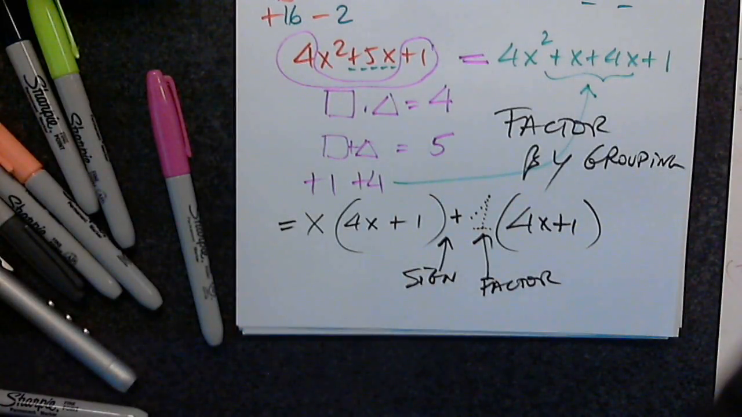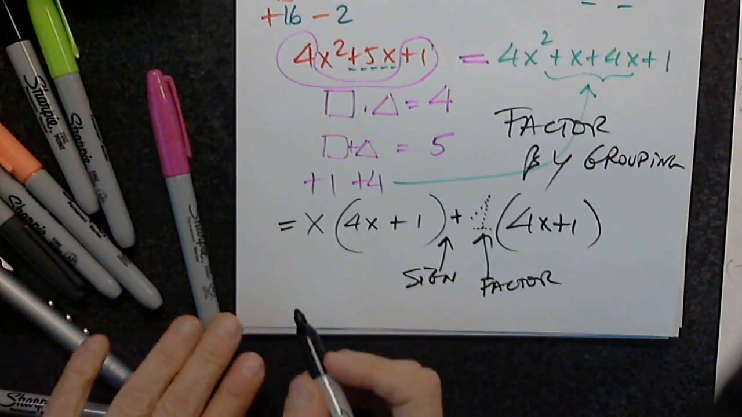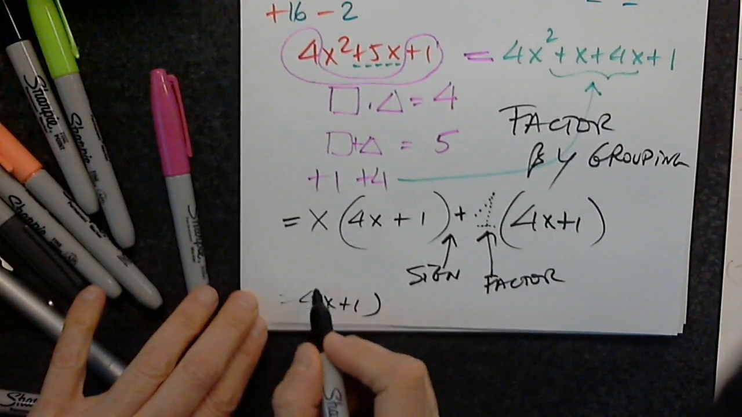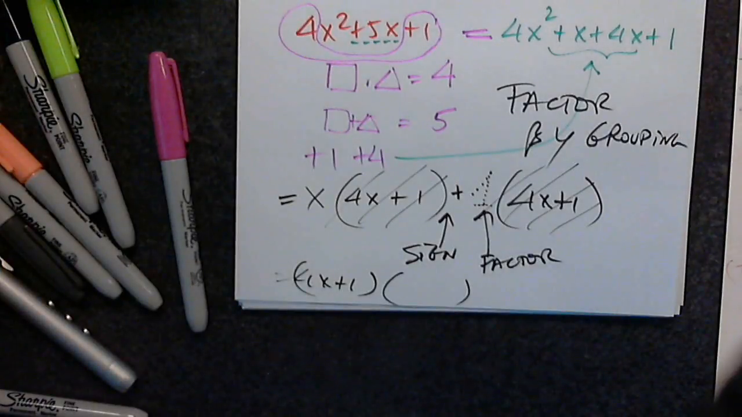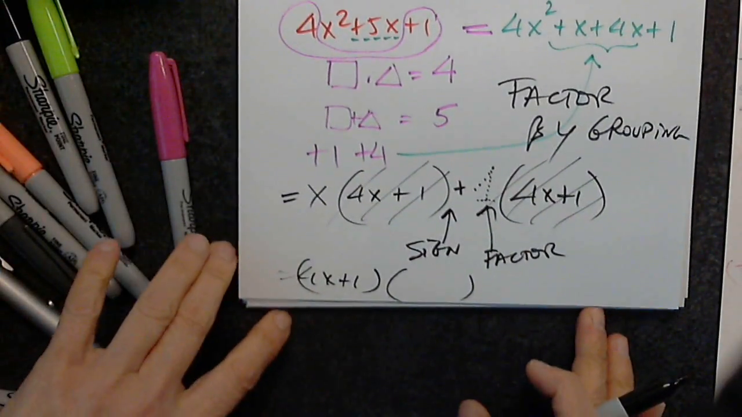Now I have two terms. This product and this product. They have a common factor that I have to pull out. 4x plus 1. Right. Don't erase it like this, but these are gone. And then what? X plus 1. Say it again. X plus 1. Correct.